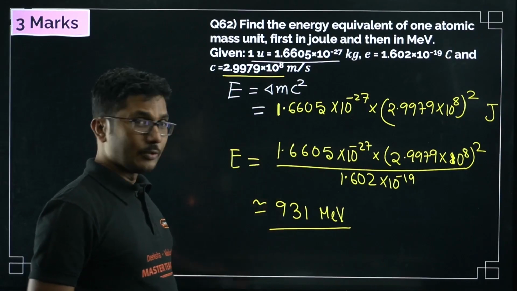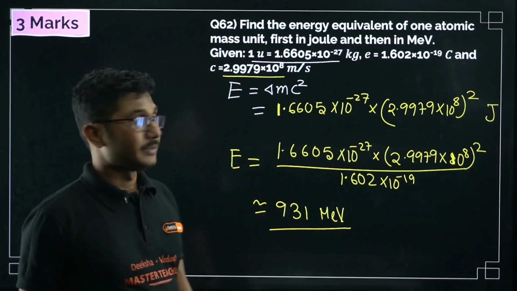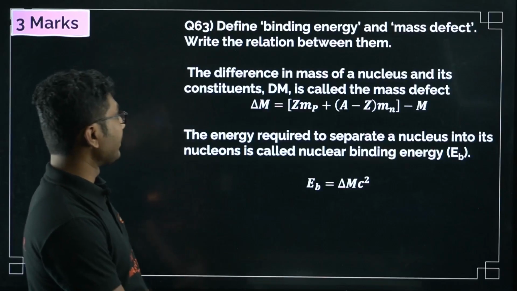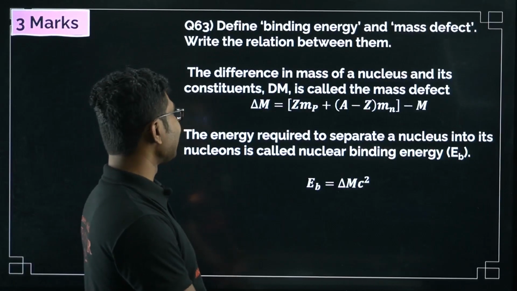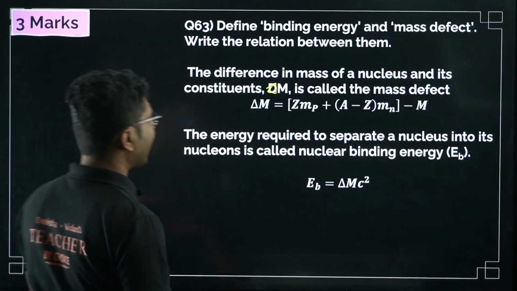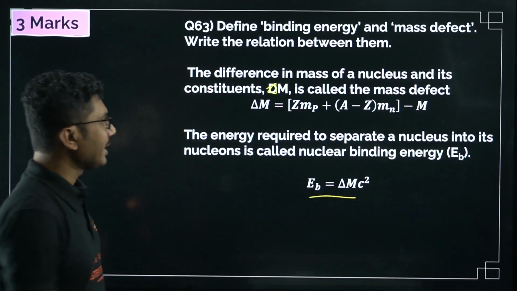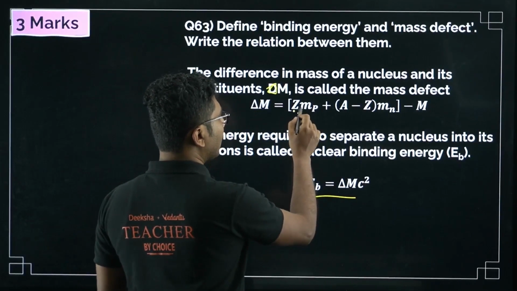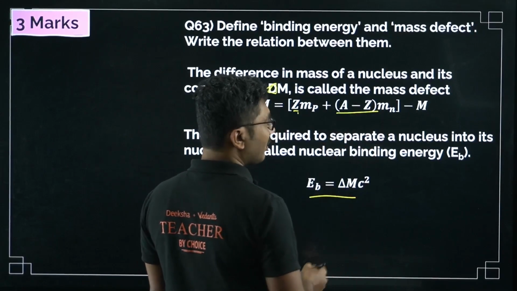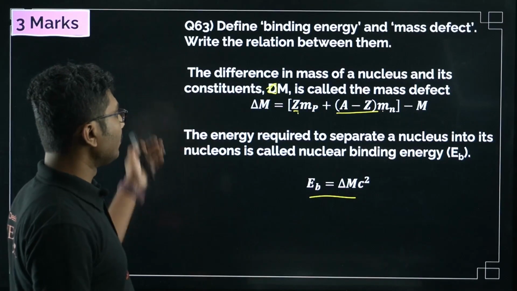But you have to do this. This is a very simple numerical, one that is very commonly asked from the chapter nuclei. Define binding energy and mass defect. Write the relationship between them. The difference between the mass of the nucleus and its constituents is called delta M, the mass defect, and the relationship between the mass defect and binding energy is EB is equal to delta M C square. The expression for delta M is equal to the number of protons into the mass of the proton plus the number of neutrons into the mass of the neutron minus the total mass of the atom. This is the formula for delta M.